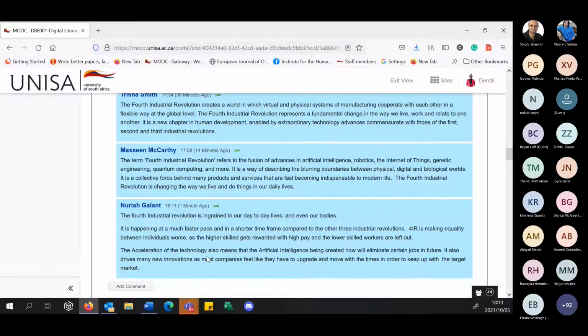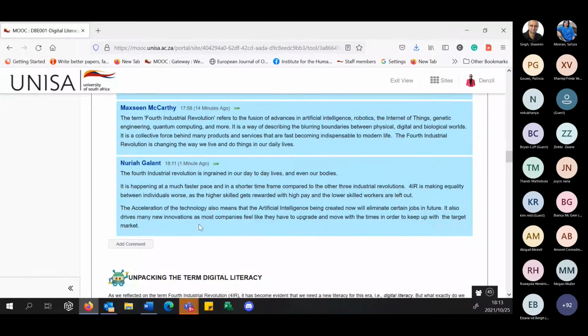So let's look. The fourth industrial revolution is ingrained in our everyday lives and even our bodies. It is happening at a much faster pace and in a shorter time frame compared to the other three industrial revolutions. That's actually very true. If we look at the pace of the fourth industrial revolution, it's much faster. It's making inequality between individuals worse. And this is actually a good point on the digital divide amongst our citizens and the issue of equitable access and also skills.